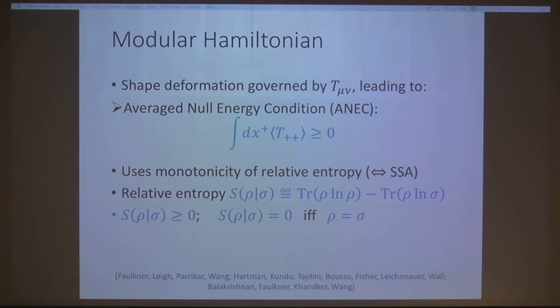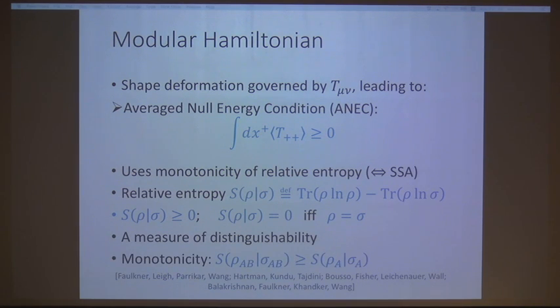A good property of the relative entropy is that it is always non-negative, and it is zero if and only if the two states are the same. This is why the relative entropy is usually thought of as a measure of distinguishability between the two states. It helps us see how different the two states are. It's not a distance, by the way. It's just a measure of distinguishability.